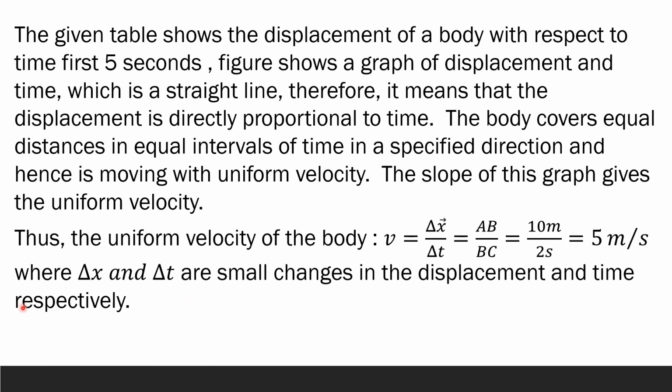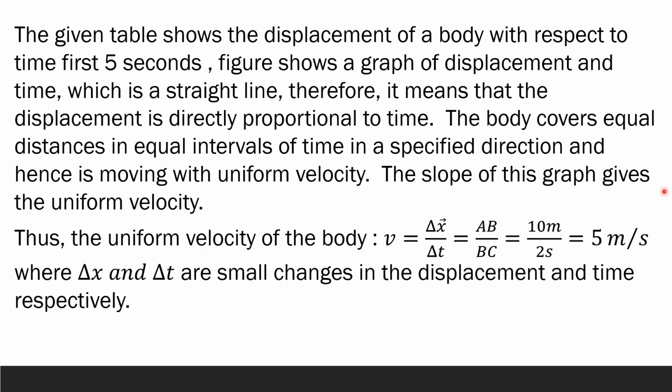This is about the displacement and time graph, which is a straight line and not parallel to the time axis. Then the body is moving with uniform velocity. So by using this graph we can calculate the slope of the graph, which is equal to the uniform velocity. The slope of the graph gives the uniform velocity.